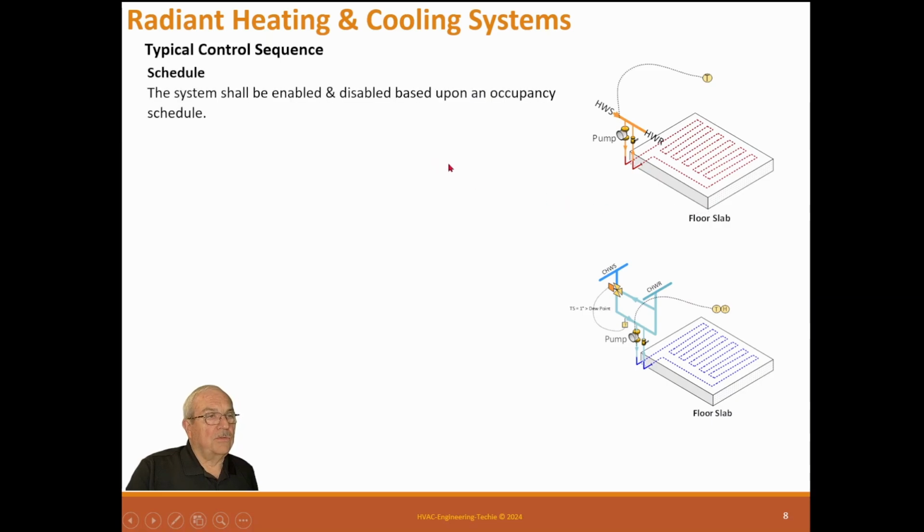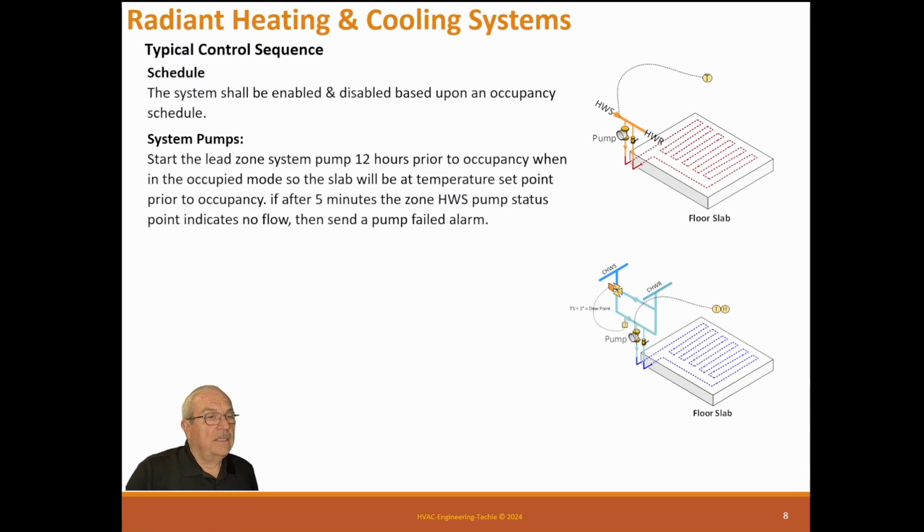So a typical control sequence schedule: the system shall be enabled and disabled based upon an occupancy schedule, whatever that is for the space. System pumps: start the lead zone system pump 12 hours prior to occupancy when in occupied mode, so that the slab will be at temperature set point prior to occupancy. If after 5 minutes the zone hot water temperature pump status point indicates no flow, then send a pump failure alarm.